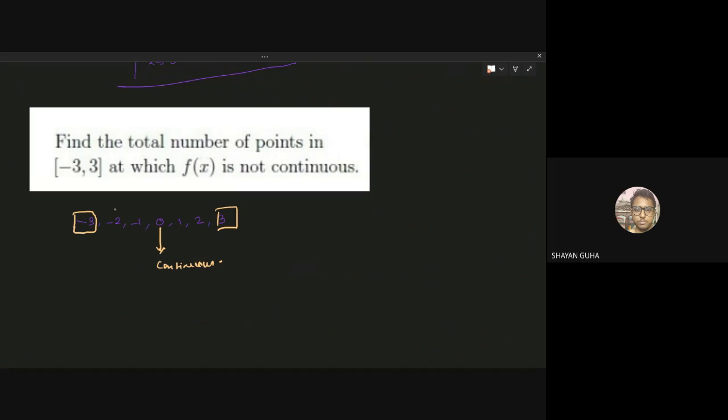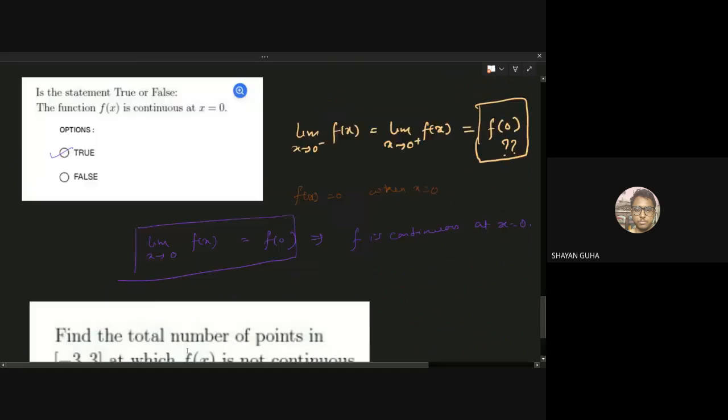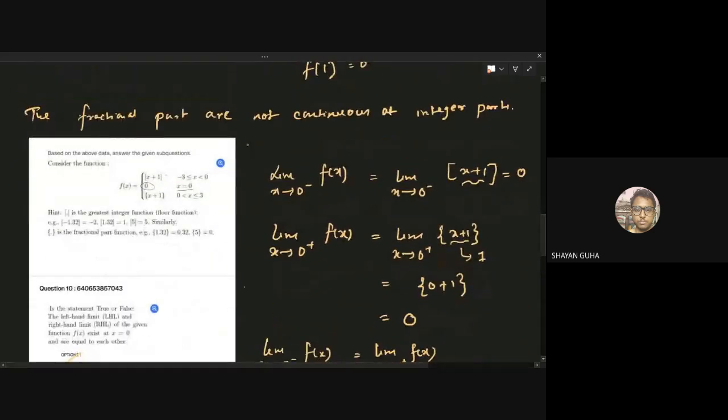Obviously, at minus 2 the function will be discontinuous, at minus 1 the function will be discontinuous, 1, 2. These 4 points I am sure that they are discontinuous, because the range of the function has only been broken only at 0 point. Other than 0, there is no place where the function has been redefined. Can you understand this? There has been no other points where the function has been redefined.